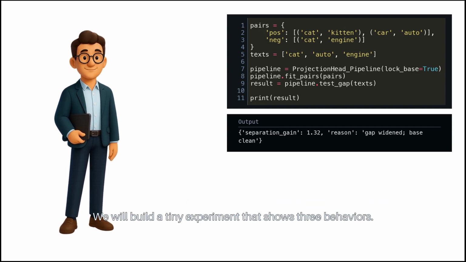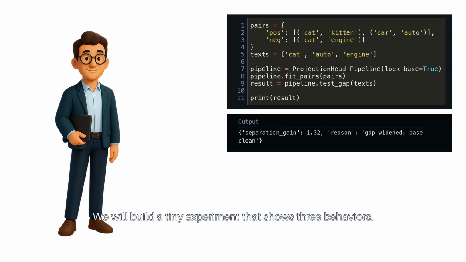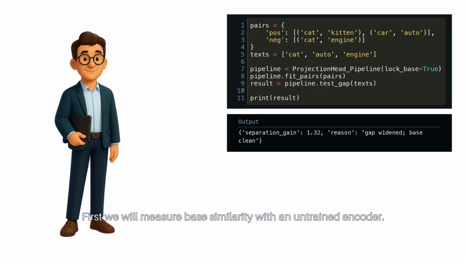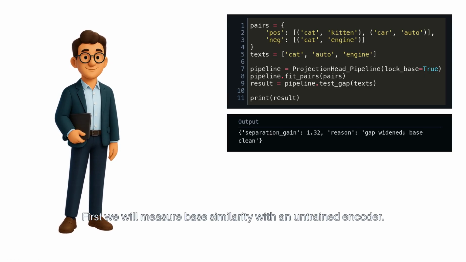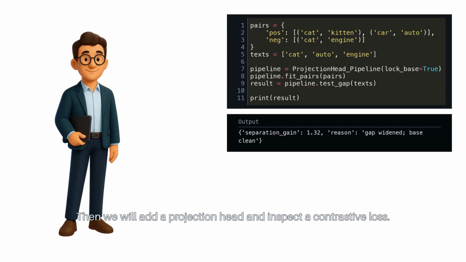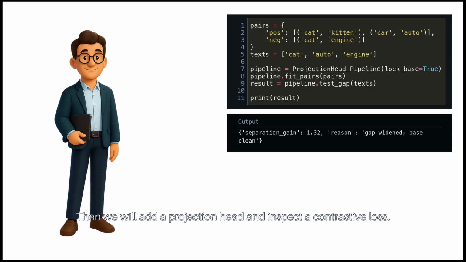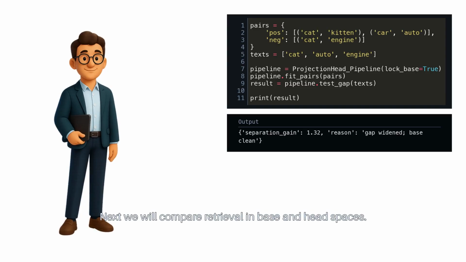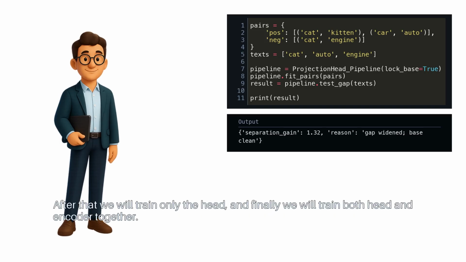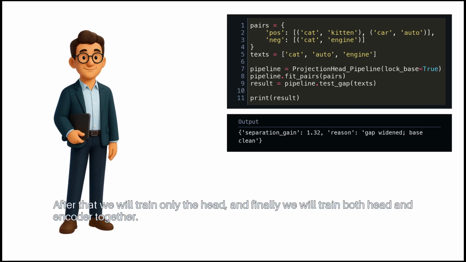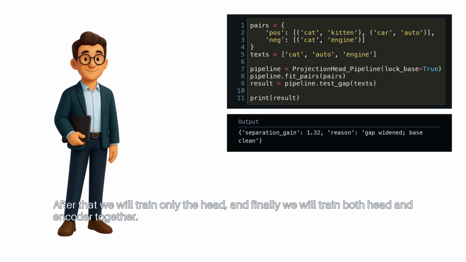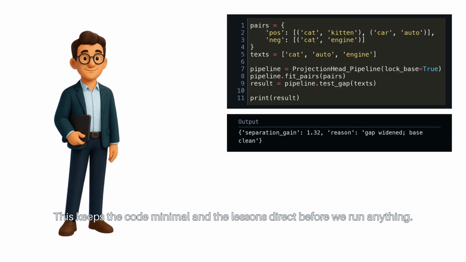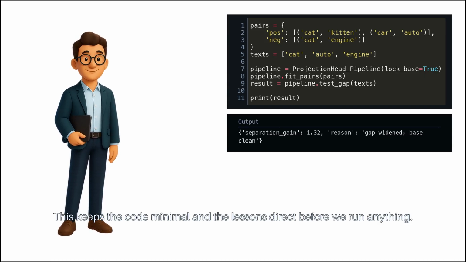We will build a tiny experiment that shows 3 behaviors. First, we will measure base similarity with an untrained encoder. Then, we will add a projection head and inspect a contrastive loss. Next, we will compare retrieval in base and head spaces. After that, we will train only the head. And finally, we will train both head and encoder together. This keeps the code minimal and the lessons direct before we run anything.